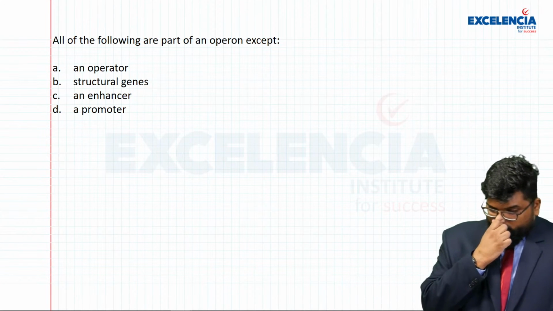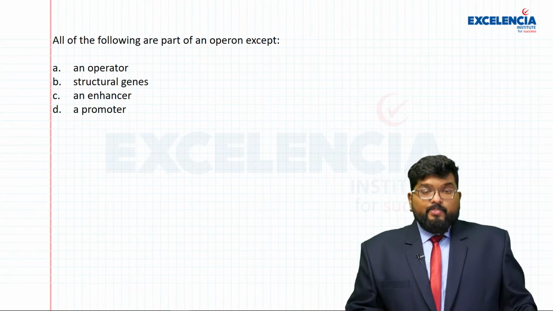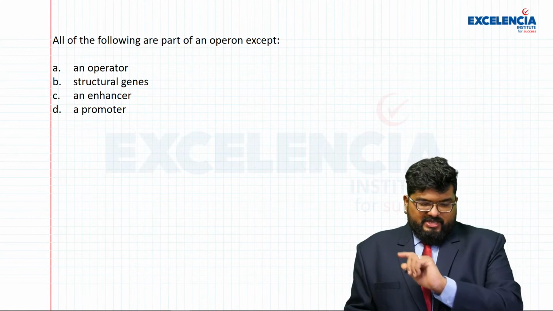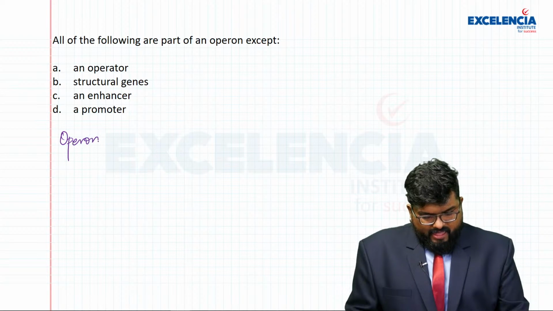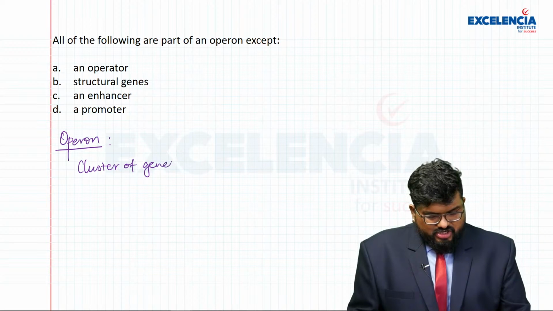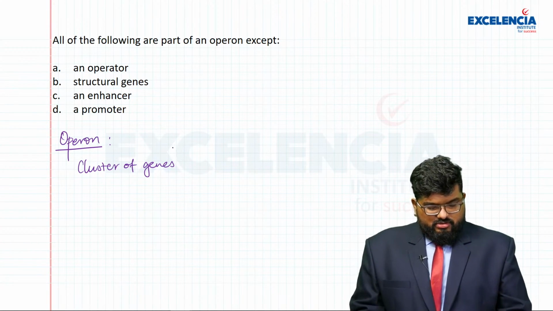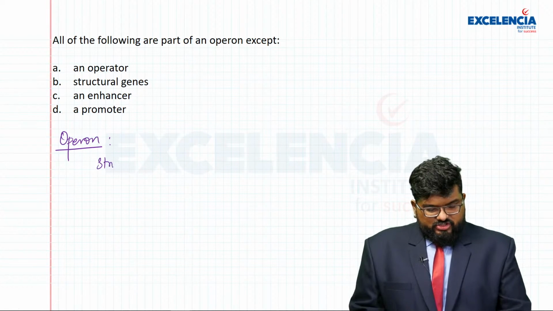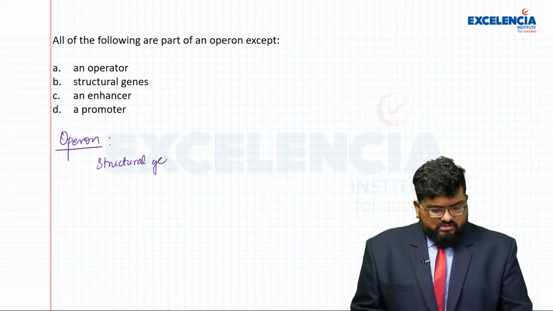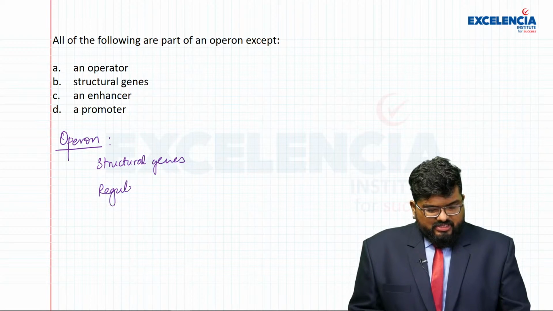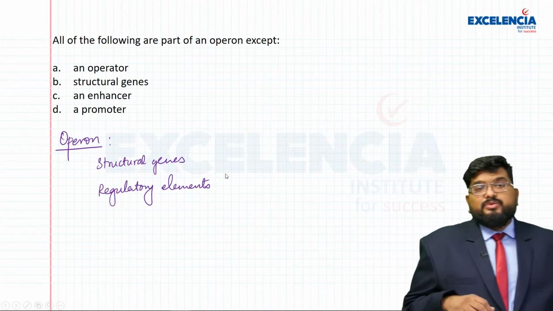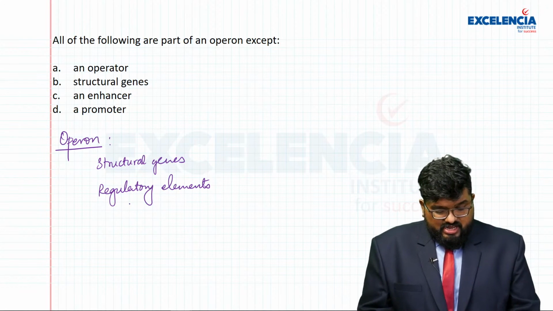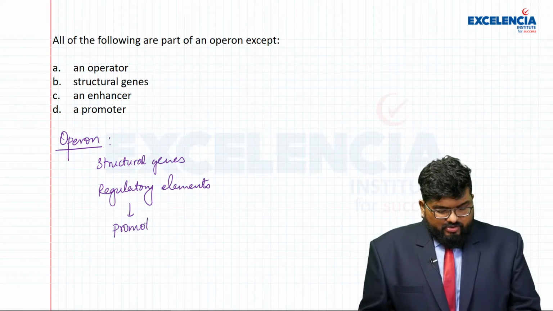All of the following are part of an operon except, okay, this is a question from molecular basis of inheritance. So let us understand what an operon is. An operon is a cluster of structural genes with regulatory elements. Now, what are these regulatory elements? These regulatory elements are the promoters.